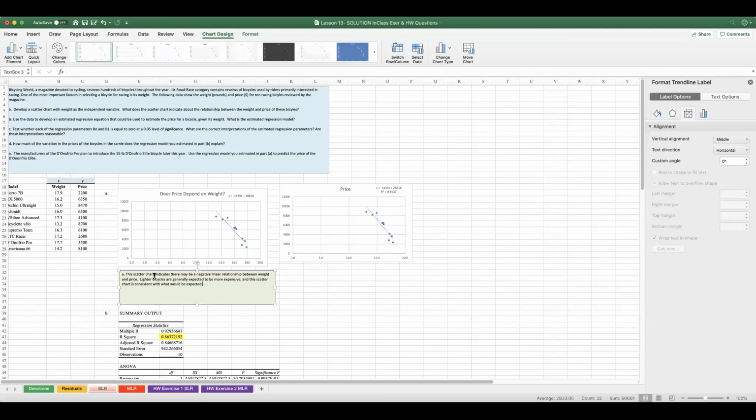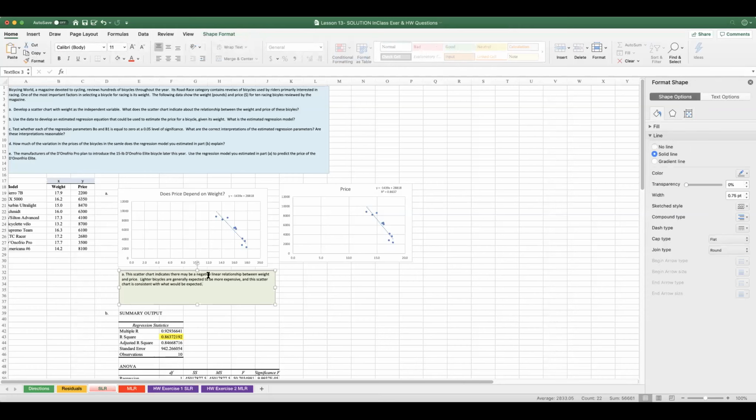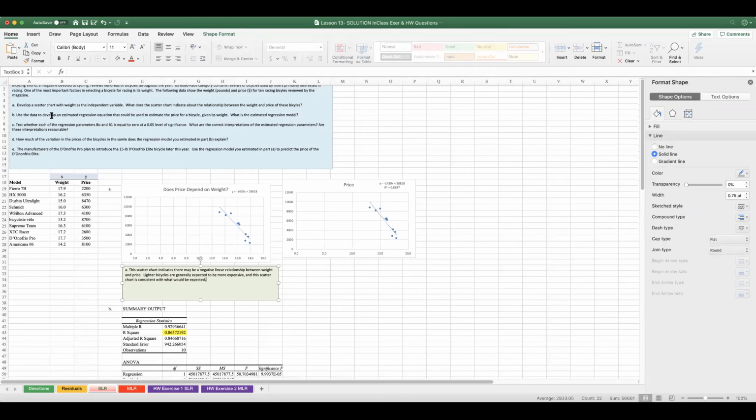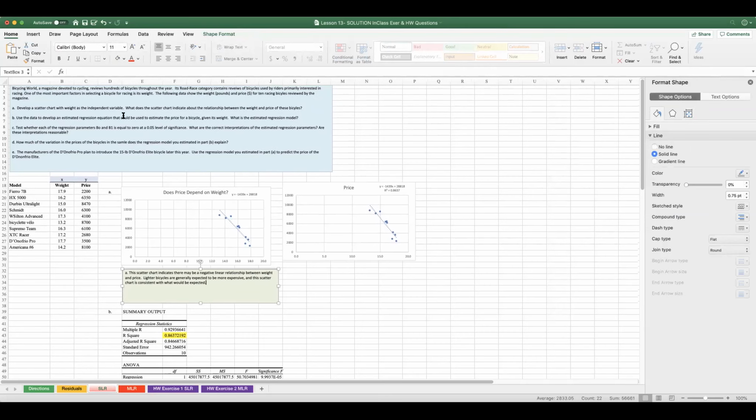Okay, so this scatter diagram indicates there may be a negative linear relationship between weight and price. Lighter bikes are generally expected to be more expensive, and the scatter chart is consistent with what we would expect. So B, use the data to develop an estimated regression equation. Well, I already did that here, but we're going to do it using this output that we get from Excel. Okay, what's the estimated regression model?